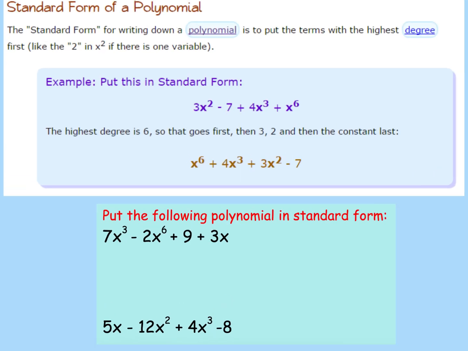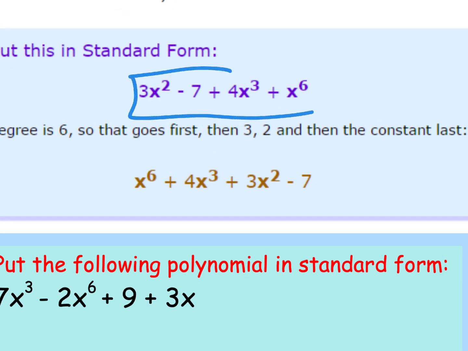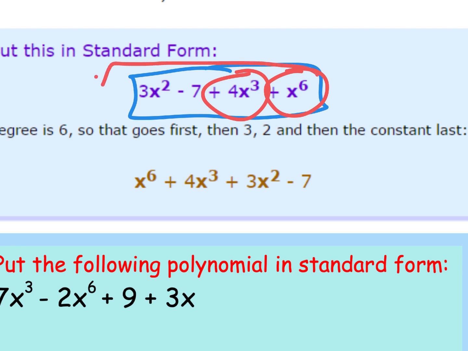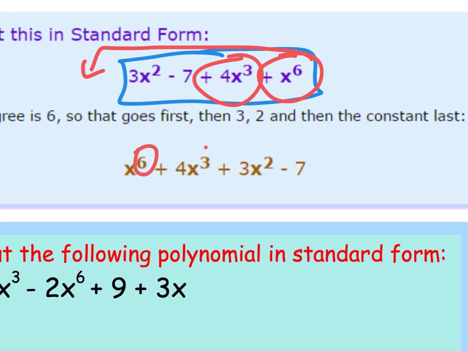Next, to put it in standard form, this one's not in standard form because the biggest degree here should be, oh wait, no, this is even bigger. The biggest degree should be in the front, and then they should be in what are called descending order. So to the 6th, then to the 3rd, then to the 2nd. So they need to be in descending order. This term here that doesn't have an x on it, that's called the constant.